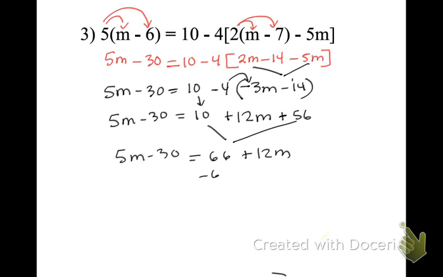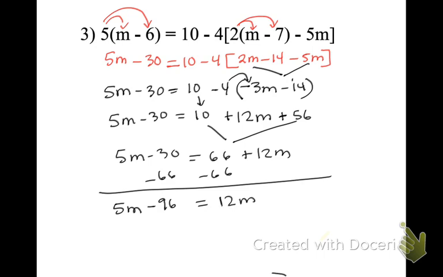I'm subtracting 66. To move it over, I get negative 96. I could subtract 5m. I mean, usually I move my m's first, but I don't know. It's not going to hurt me if I don't. There's more than one way to do things. So what you choose, I'm never going to know what your first choice is.